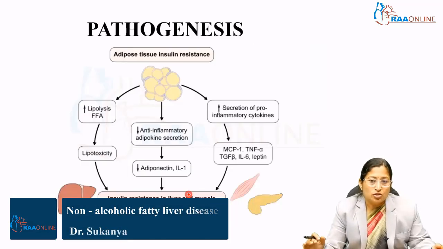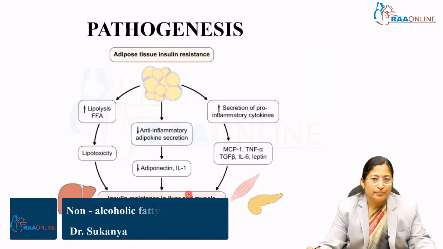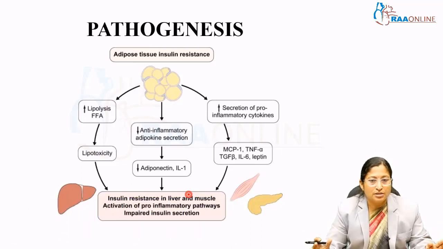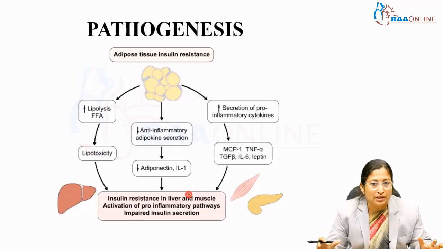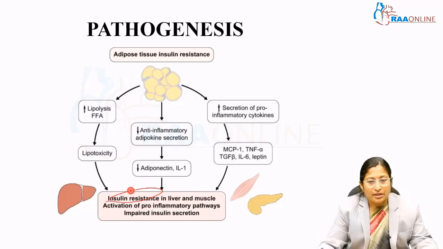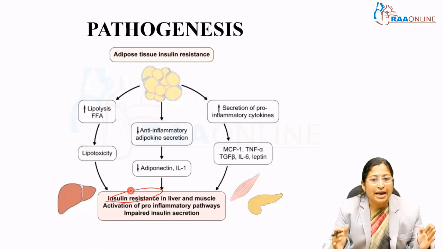Now coming to the pathogenesis of MASLD. So the primary problem in pathogenesis, which results in steatosis or accumulation of fat within the liver, is insulin resistance. Not only in diabetics, even in non-diabetic individuals, reduced insulin sensitivity has been shown. So the primary problem here is insulin resistance at the level of the liver and the muscle.